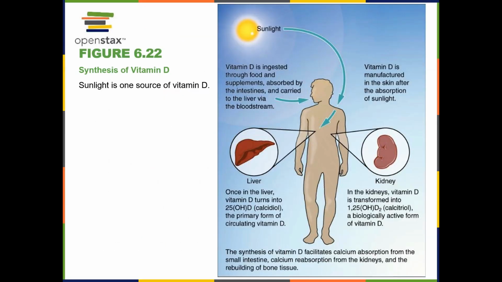So vitamin D is an important factor for the maintenance of bone density and the development of bone because vitamin D is necessary for the absorption of calcium from the diet. We can produce vitamin D if we have sufficient exposure to the sun. UVB radiation is necessary for a step in the synthesis of vitamin D. Vitamin D is synthesized from cholesterol, and so it's considered a steroid hormone.